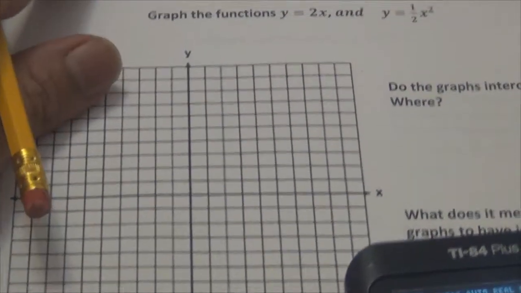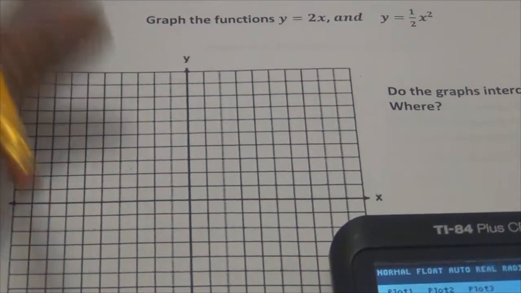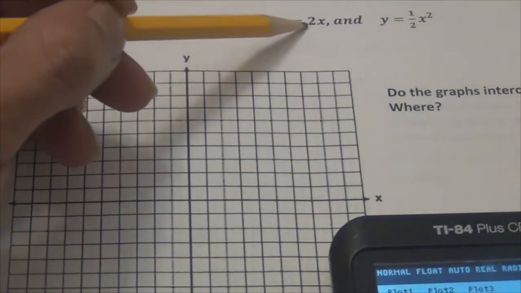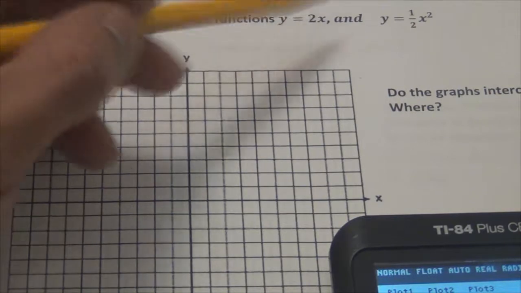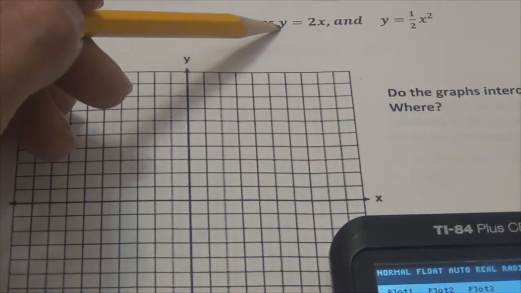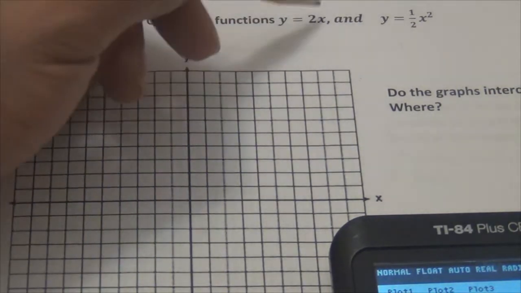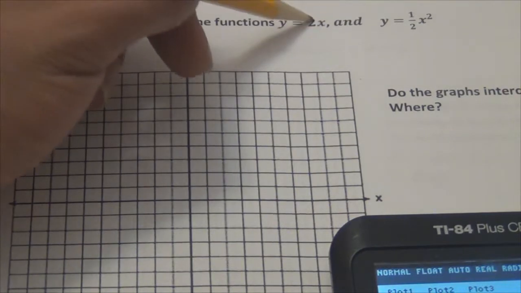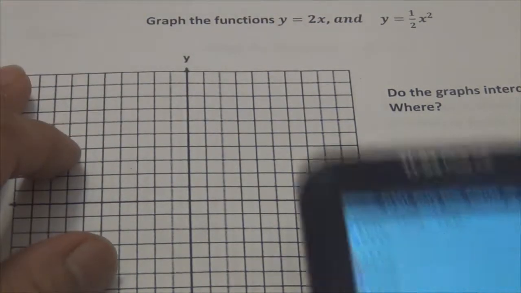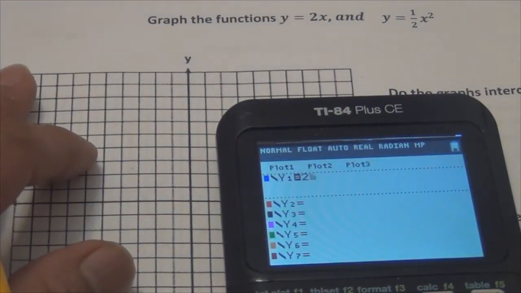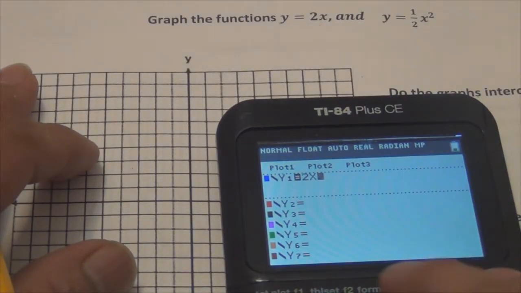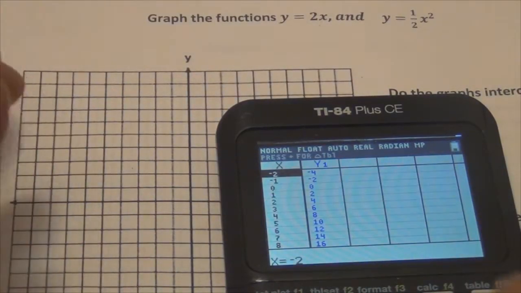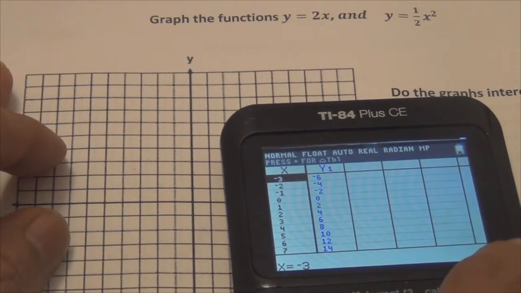Let's graph y equals 2x first. For every value of x, y gets multiplied by 2. So if x is -3, -3 times 2 is -6. That's why I have the calculator right here. So 2x. Now let me look at the table of values. So -3, -6.